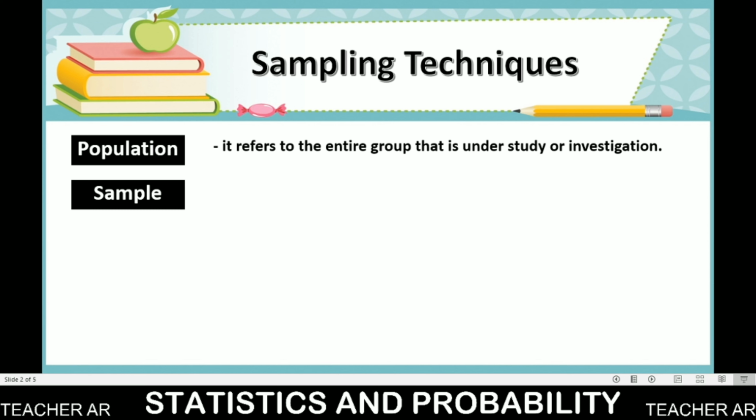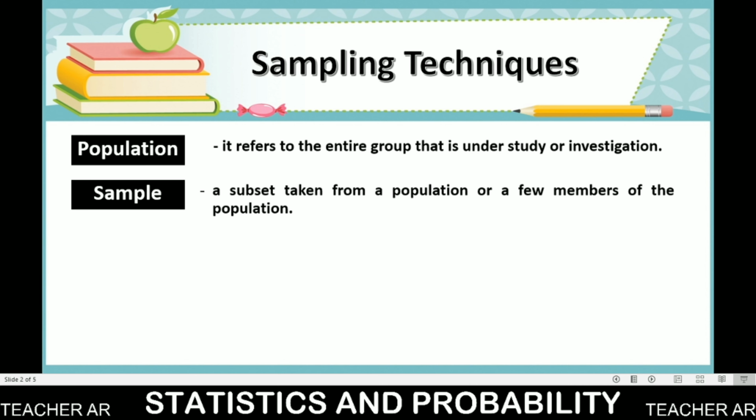Now, if the population refers to the entire group, itong sample naman is a subset taken from a population or it contains a few members of the population. Ibig sabihin, itong sample, kumuha lang tayo ng iilan galing sa population. Now, bakit nga ba natin kailangang kunin itong sample? The purpose of getting the sample is to represent the characteristics and traits of the population.